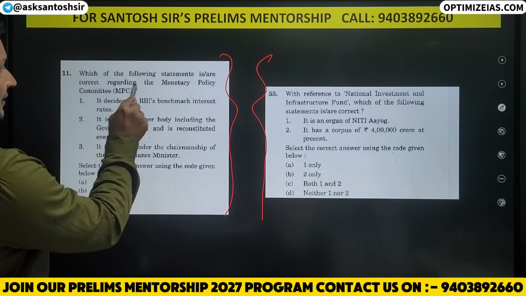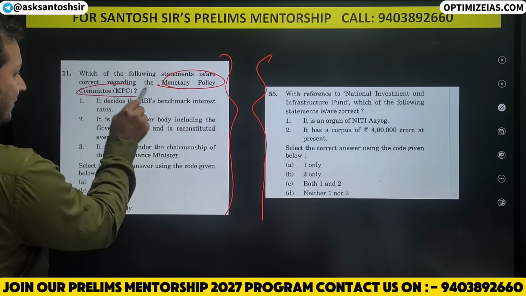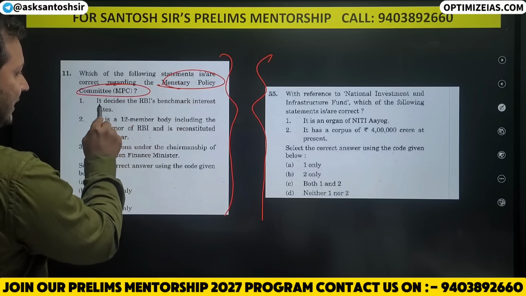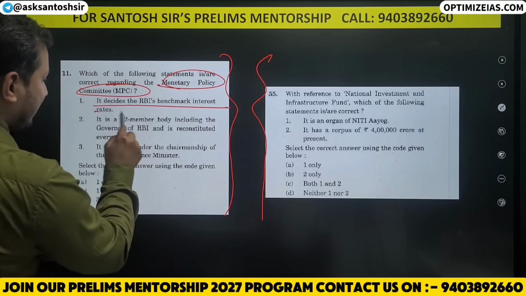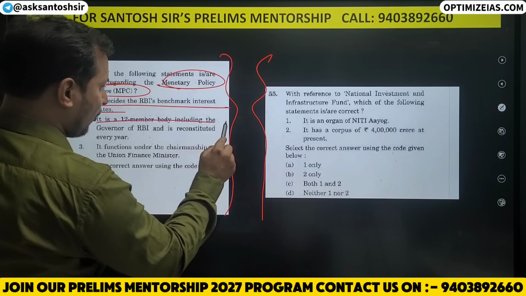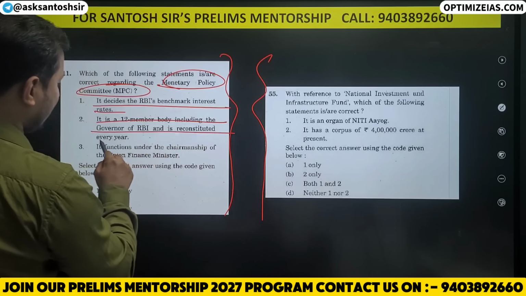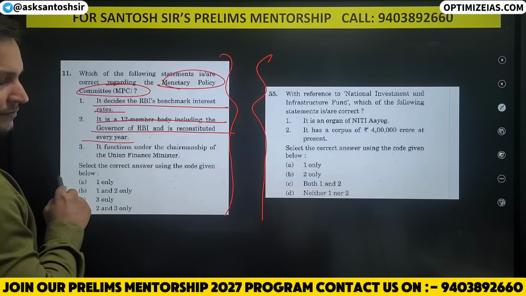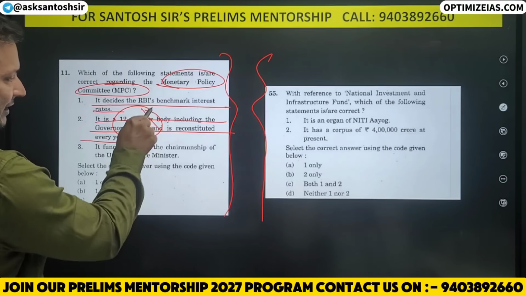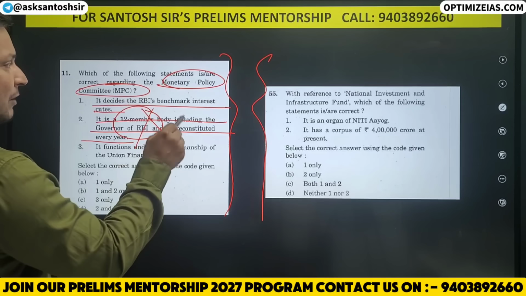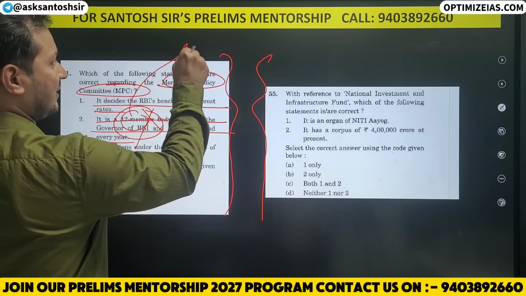Okay. Let us see here. Monetary Policy Committee. It decides RBI benchmark interest rates. It is a 12-member body including the Governor RBI, constituted every year. 12-member. Incorrect. 12-member, it's a fact. I think it's a 6-member.